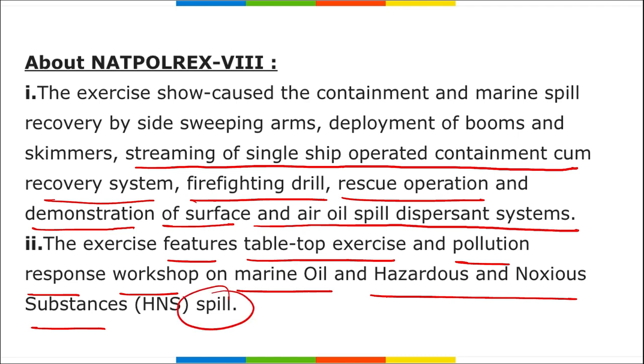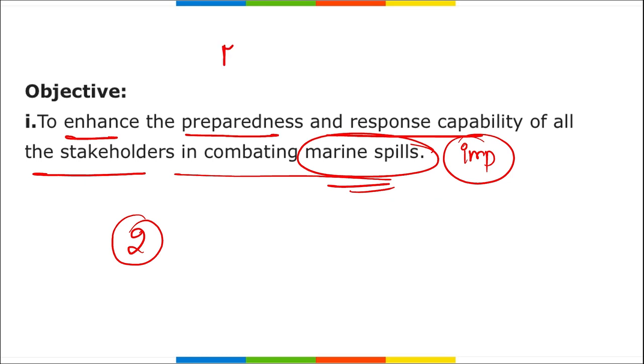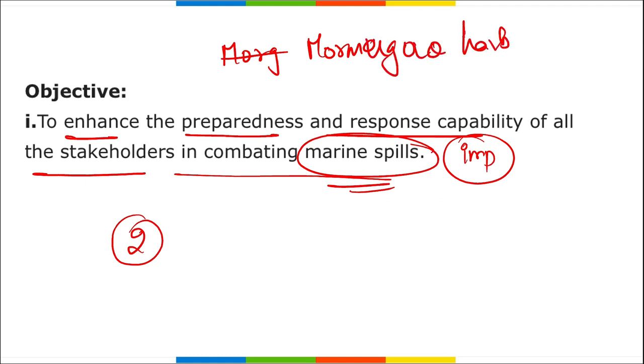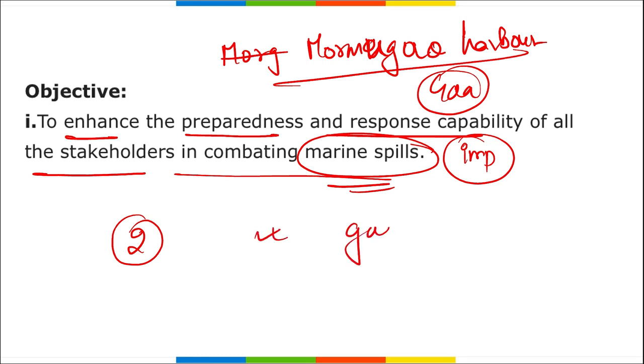So a question can be asked, where was this NAT Polrex exercise conducted? It was conducted at Mormugao Harbor, Goa. And where is this Mormugao Harbor? This is located at Goa. I repeat, NAT Polrex, the 8th edition of this exercise, was conducted at Goa, Mormugao Harbor, and this was the 8th edition of this exercise.